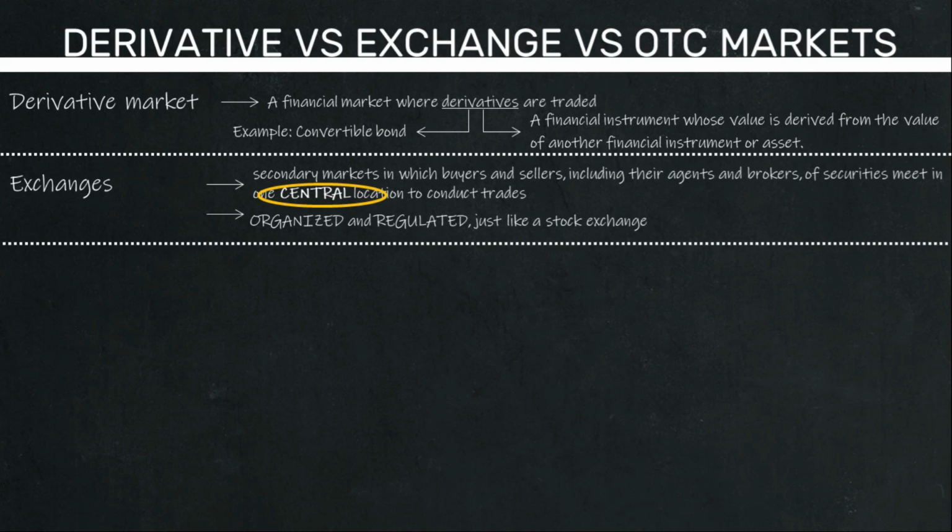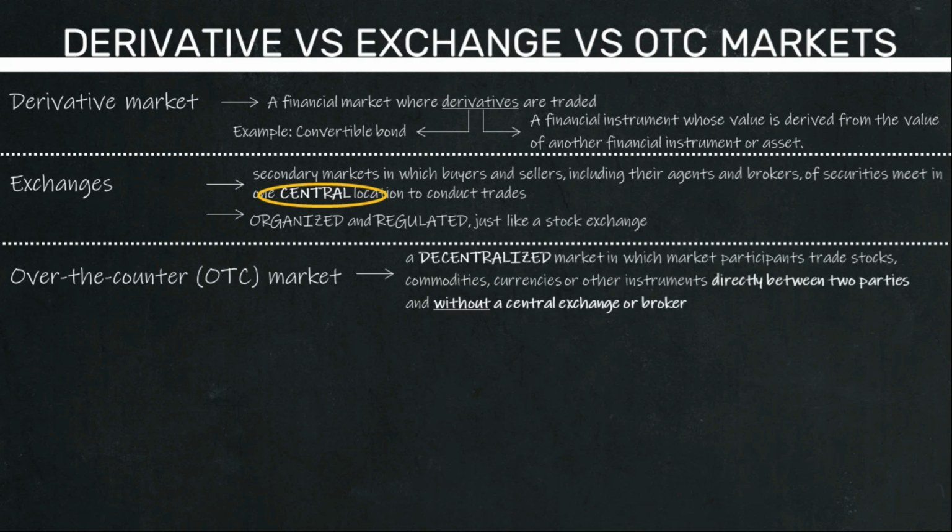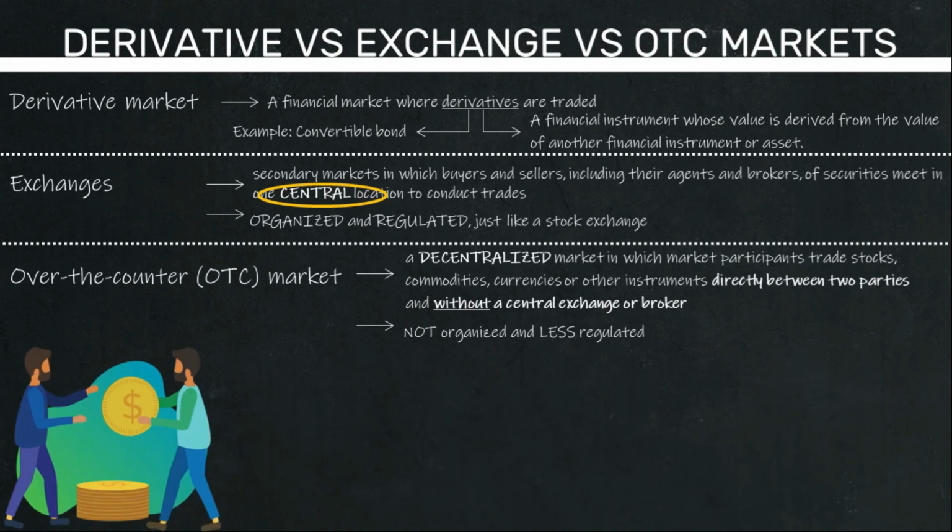In contrast, let us now talk about OTC market, or over-the-counter market. An OTC market, or over-the-counter market, is a decentralized market in which market participants trade stocks, commodities, currencies, or other instruments directly between two parties and without a central exchange or broker. In other words, unlike exchanges, OTCs are not organized and are therefore less regulated. An example of an OTC market is the foreign exchange market.